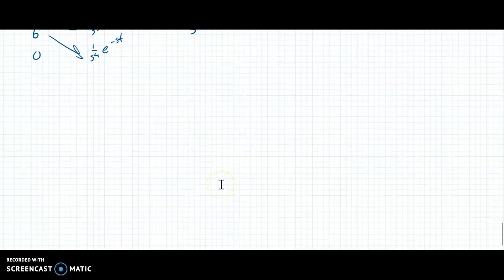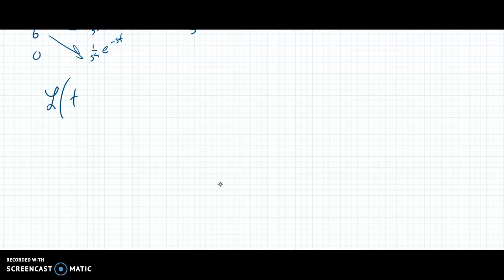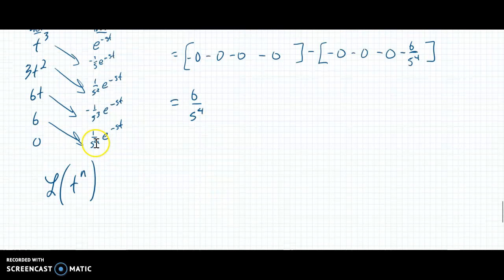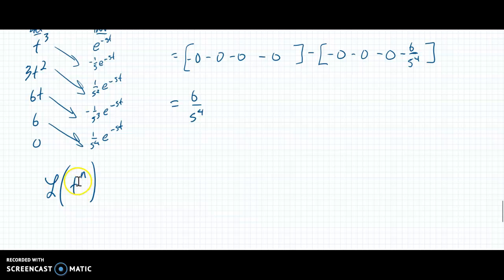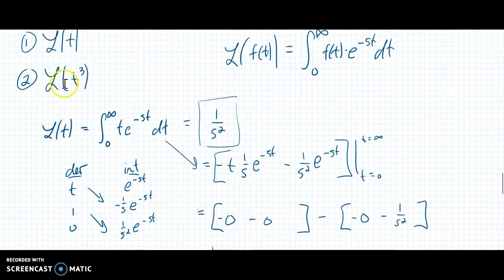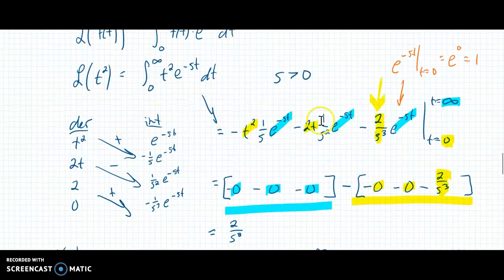So the last thing I want you to think about: what do you think the Laplace of t to the n power would be? What I'm asking is, could you take the Laplace of any polynomial, t to any n power? And keep in mind, this would have to be an integer power. It's going to be more complicated if we have a decimal or fractional power. Think about this one up here.